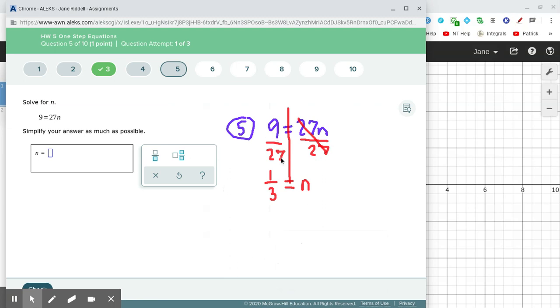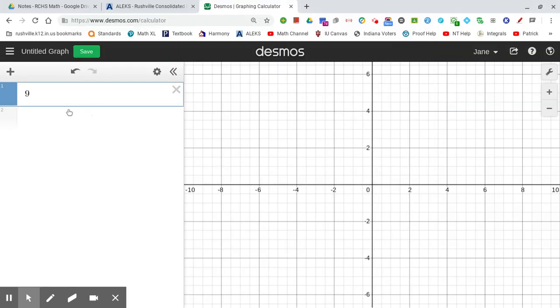Here I had 9, and I was dividing it by 27. So here in Desmos, I would type in 9, and then I'd hit the divide by button on my keyboard, and then I'd type in 27. Okay, and you're going to see right here that it gives me 0.3 repeating. Now, Alex doesn't want me to type in a decimal. The only option was to type in the fraction. So over here, there is the convert to a fraction option.